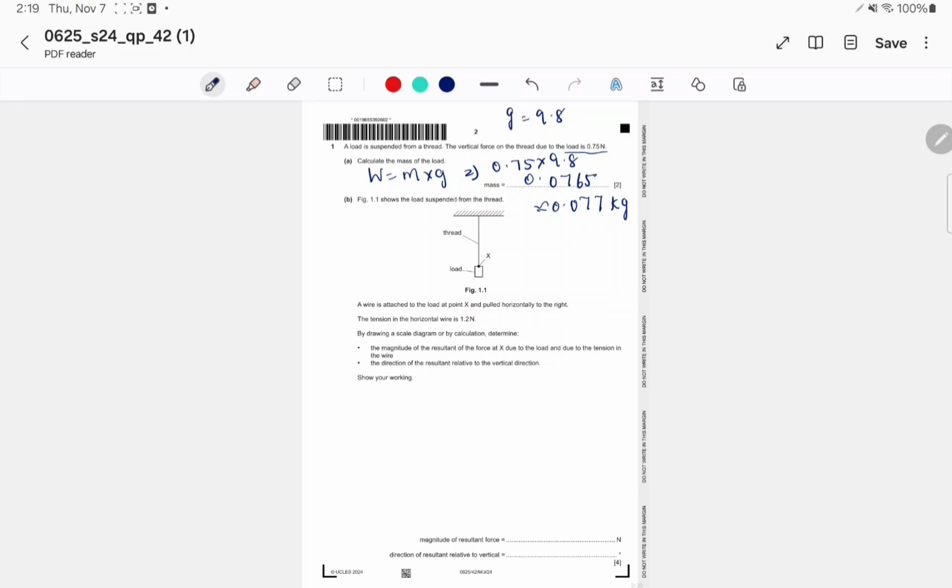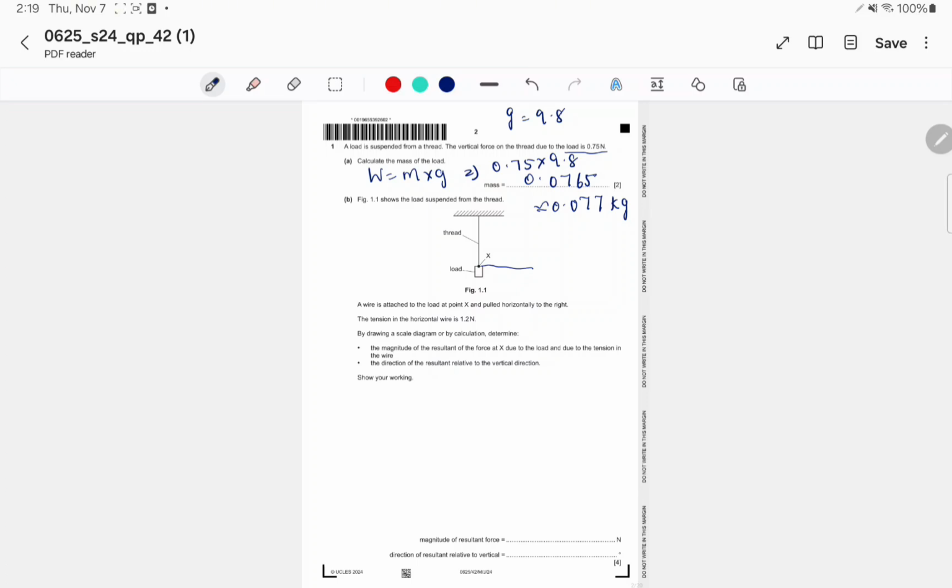Part B: a load is suspended from the thread. A wire is attached to the load at a point X and pulled horizontally to the right. The tension in the horizontal wire is 1.2 newton. By drawing a scale diagram or by calculation, determine the magnitude of the resultant force at X, due to the load and due to the tension in the wire.